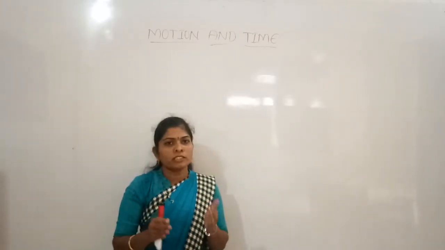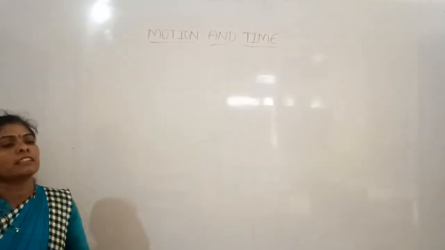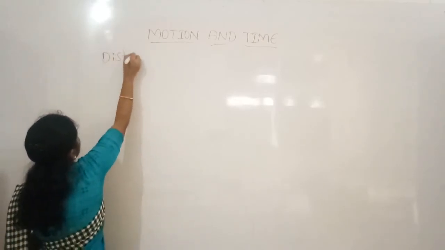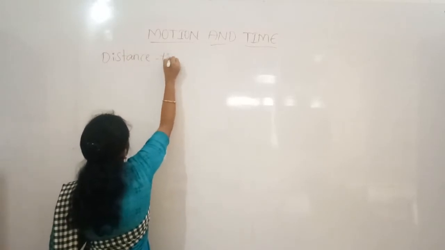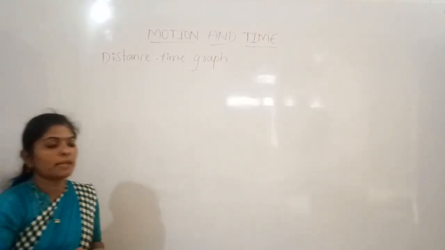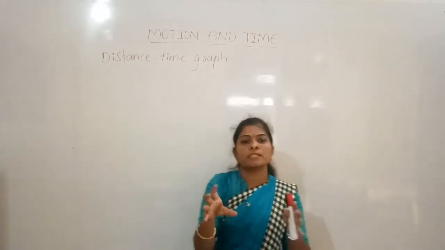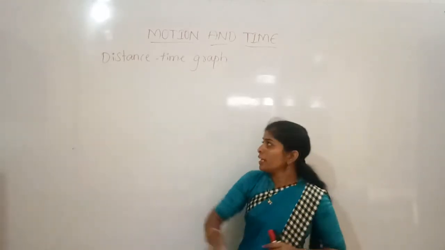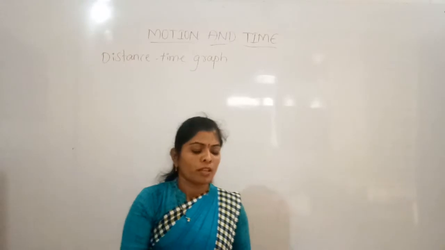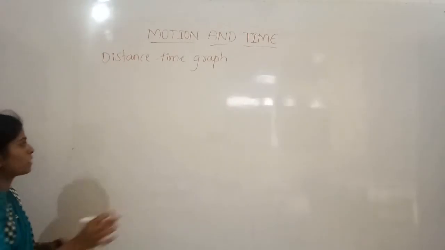So about this we have learned in our previous classes, and now we can discuss the distance-time graph. How to plot the graph to measure the distance and time, so to measure the speed or whatever. So how can we graphically represent all these values? So we use the graph method. There are different types of graphs. One is the distance-time graph, which we are going to learn now.